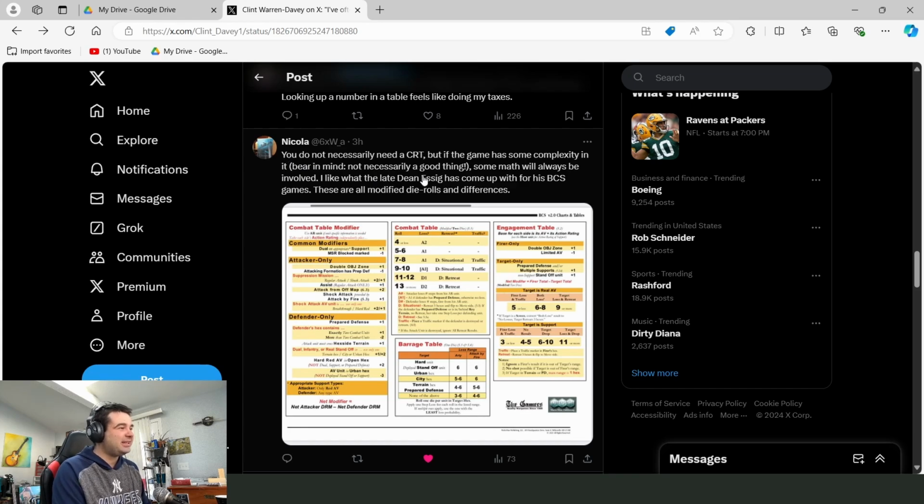And finally, we get to one that is a kind of a positive one. At least it's referencing a good CRT. So Nicola points out that you don't necessarily need a CRT, but if the game has some complexity in it, bear in mind, not necessarily a good thing, and I would agree with that. You don't need complexity in a game to make it fun. But if you are the kind of player like me who values a system that feels sufficiently complex to not feel vacuous, like I kind of feel like if you're not doing a little bit of math, then are you even really playing the game?